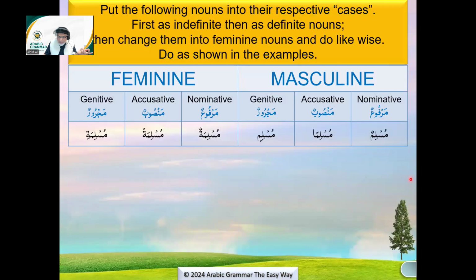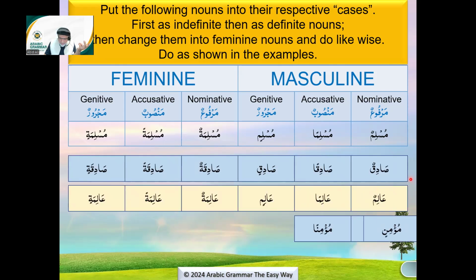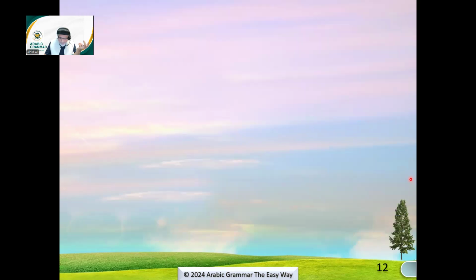So we have looked at these words in the class, so I'm just quickly going to glance over that. Sadikun, sadikan, sadikin. Sadikatun, sadikatan, sadikatin. So I'm just going to leave this one for your review.